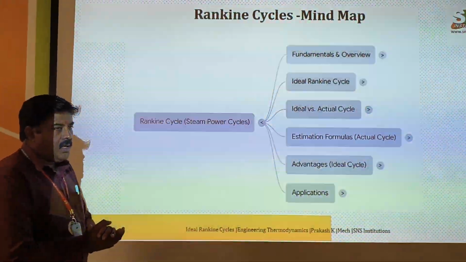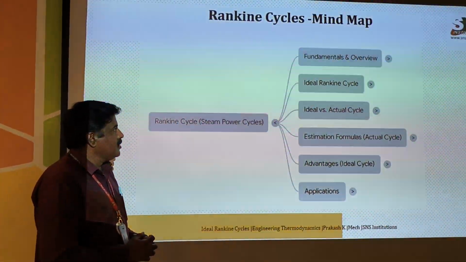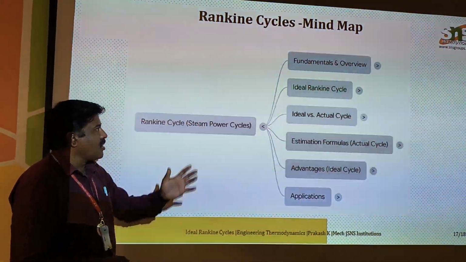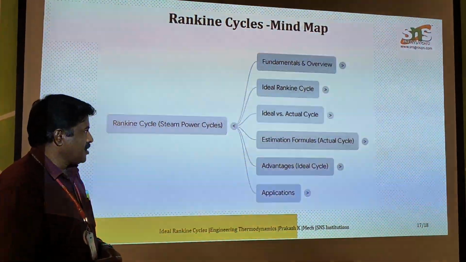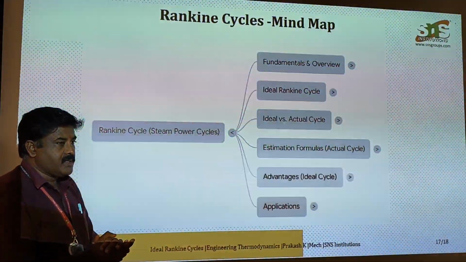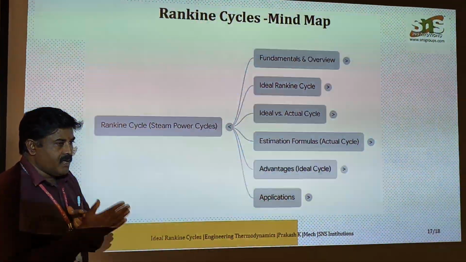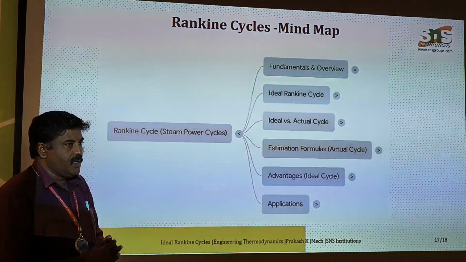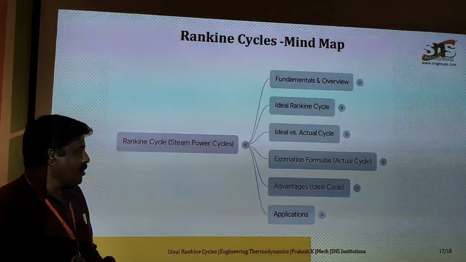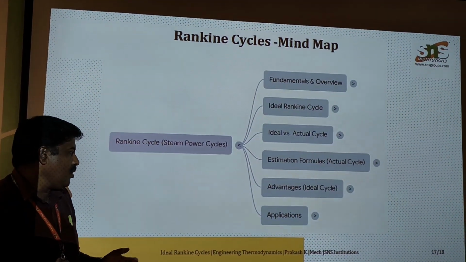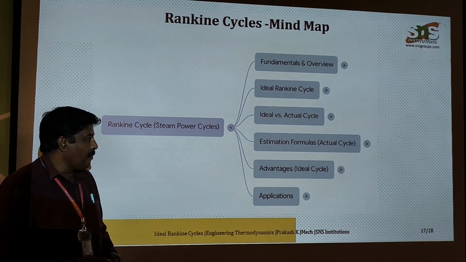Now we are coming to the conclusion. We are going to summarize what we have discussed today about the Rankine cycle. We have seen the fundamentals and overview, discussed the empathy part, defined the ideal Rankine cycle, and compared the ideal cycle and the actual cycle. We have seen how to calculate the thermal efficiency based on the enthalpy and the work done, and we have discussed the advantages and the applications.